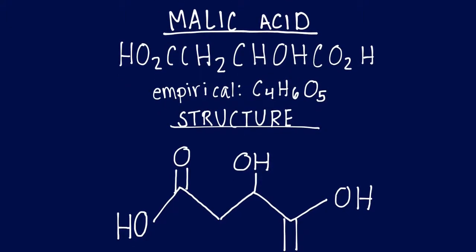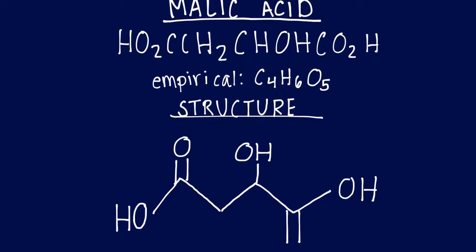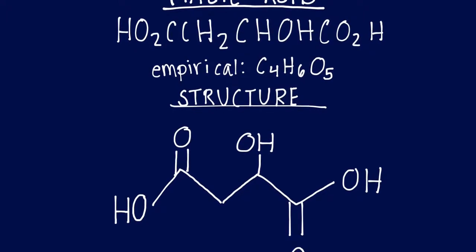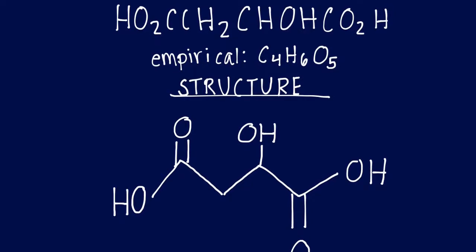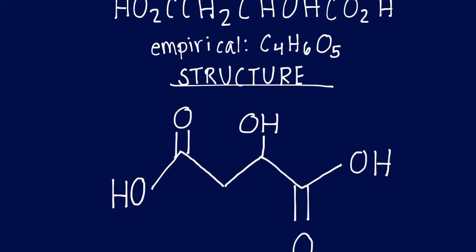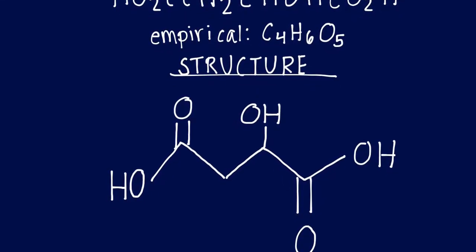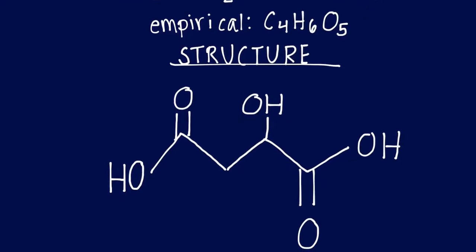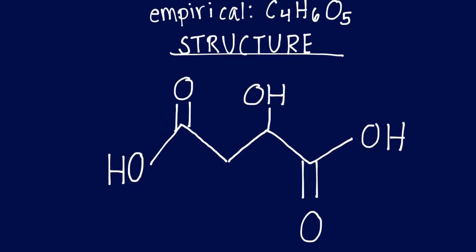Malic acid's molecular formula is HO2CCH2CHOHCO2H. When we simplify this molecular formula, its empirical formula is C4H6O5. This empirical formula is a formula you might see more commonly. The structure of malic acid is fairly simple. It includes 2 double bonds to the oxygens. Keep in mind that the points on the structure represent carbons.